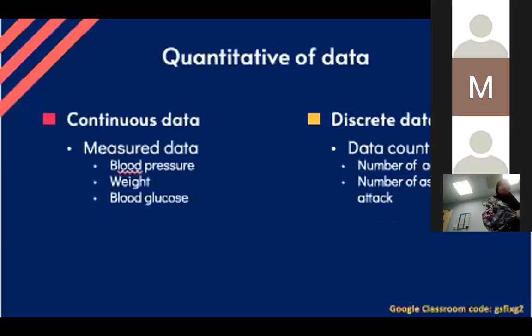So more on quantitative data. More examples here. Continuous data is usually measured data, for example, blood pressure, weight, blood glucose. That's why we call it continuous, because it can have a very wide range. Discrete data, on the other hand, is typically a data count, for example, number of admissions, number of asthma attacks.